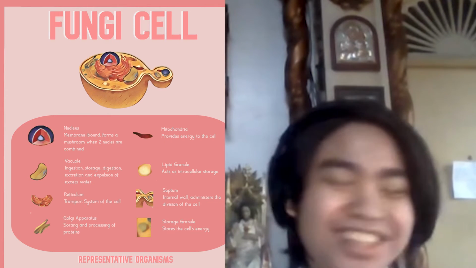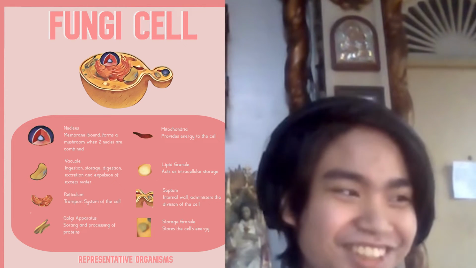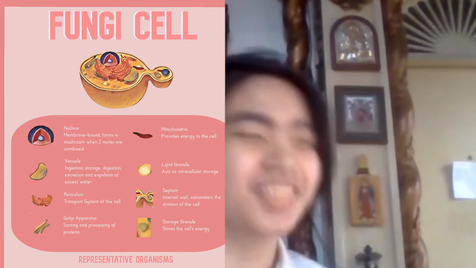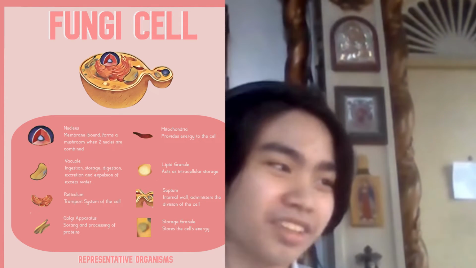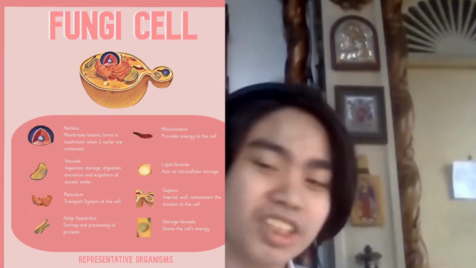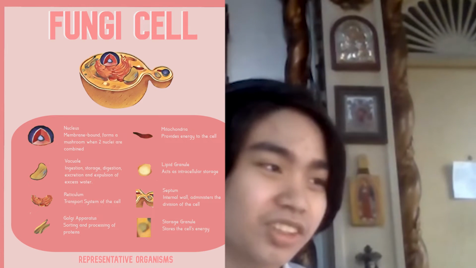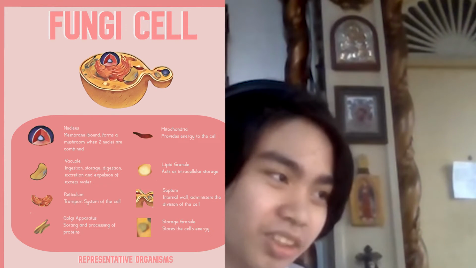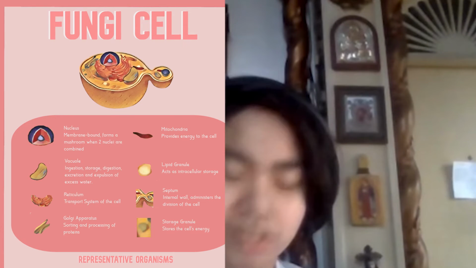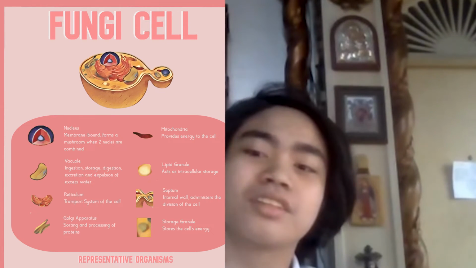Now, here are the organelles of the fungi, like what you see inside the cell. The vacuole is in charge of ingestion, storage, digestion, excretion, and expulsion of excess water. So it's a one and done organelle.